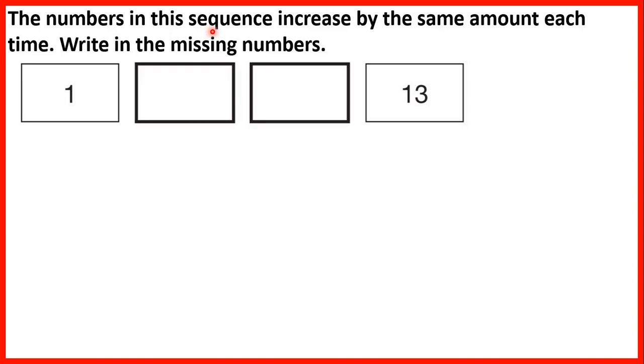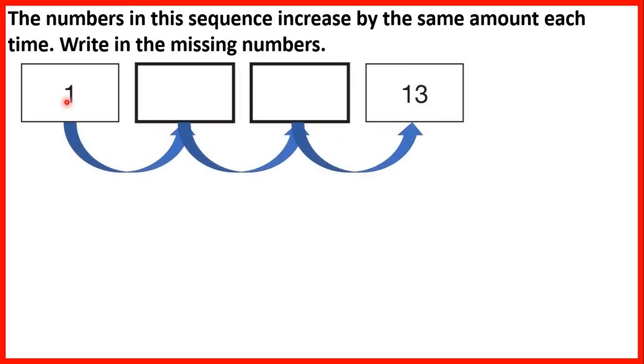The numbers in this sequence increase by the same amount each time. Write in the missing numbers. So we have 1, something, something, 13. So we have 1, 2, 3 jumps to get from 1 to 13, and they're 3 equal jumps because the increase is the same amount each time. Now the difference between 13 and 1 is 12. 13 minus 1 is 12.